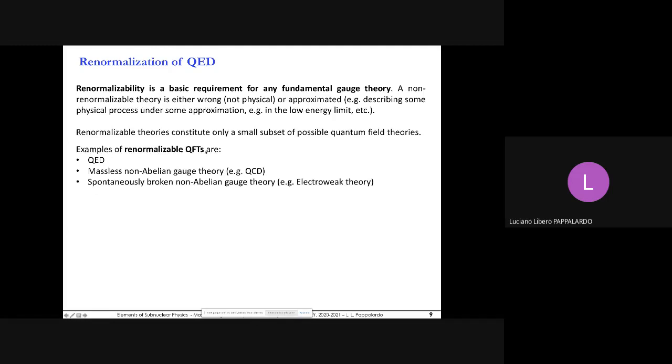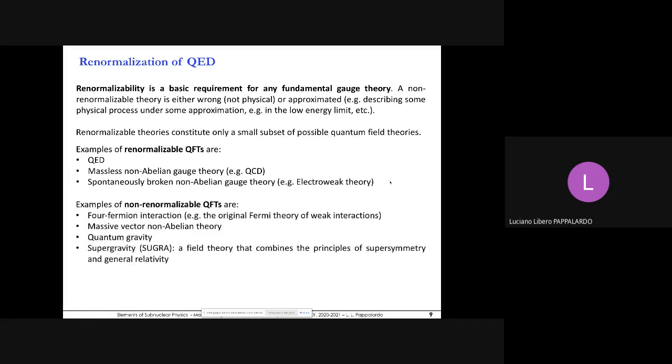So QED is indeed a renormalizable quantum field theory. Also, a massless non-abelian gauge theory, such as quantum chromodynamics, is a renormalizable theory. Also, a spontaneously broken non-abelian gauge theory, like the electroweak theory, that will be studied at the end of the course, is also a renormalizable theory. Okay. However, there are many examples of non-renormalizable quantum field theories. The four-fermion interaction, which is the original Fermi theory of weak interaction, as we will study. This is not renormalizable. Massive vector non-abelian theory, quantum gravity, supergravity, etc. Okay.